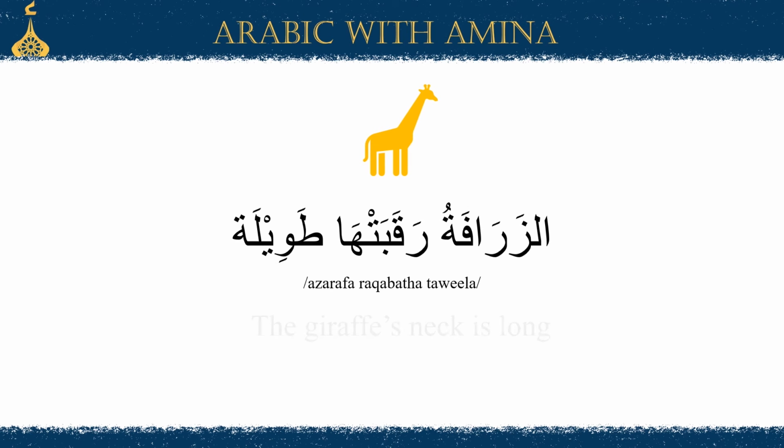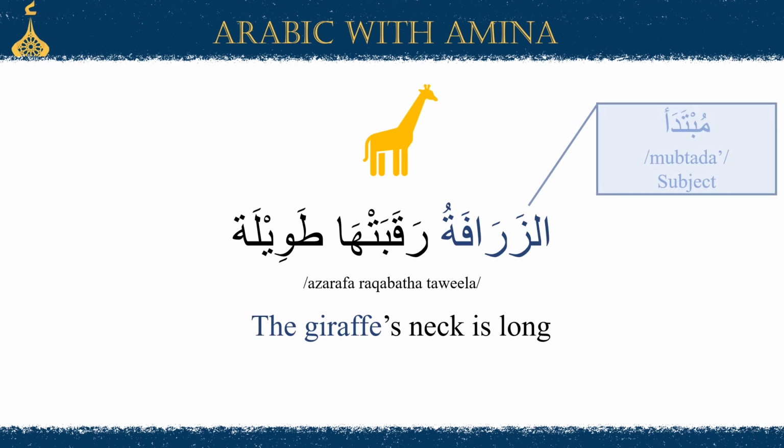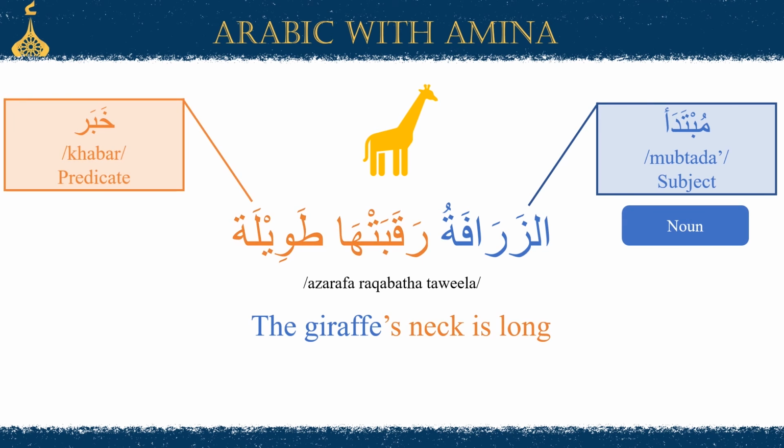الزرافة رقبتها طويلة. The giraffe's neck is long. You can probably already guess by now what the subject of our sentence is, or the mubtada, and that'd be الزرافة, or the giraffe. And our comment on the giraffe is that its neck is long. So that would be our khabar. Now this type of khabar is a nominal sentence or jumla ismiya.